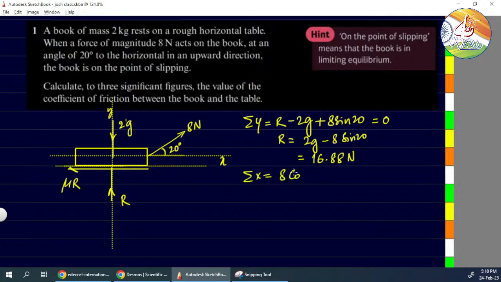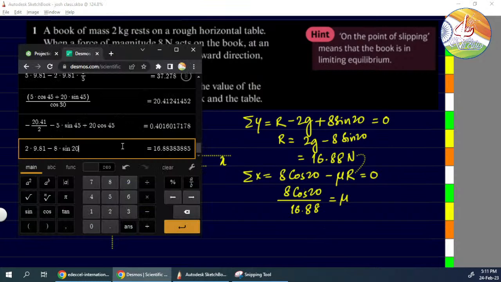So 8 cos 20, that is in forward direction, minus mu times r. These are the only horizontal components, so total should be 0. Here we know the value of r now, so substitute the value of r and we will get the value of mu. So 8 cos 20 divided by r. R is 16.88. So this is the value of mu.